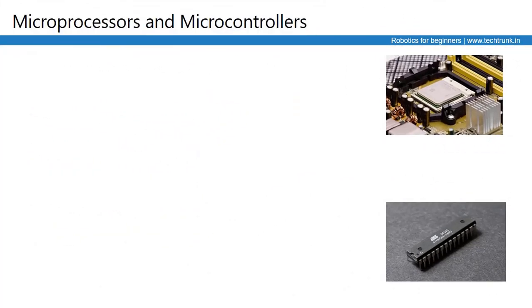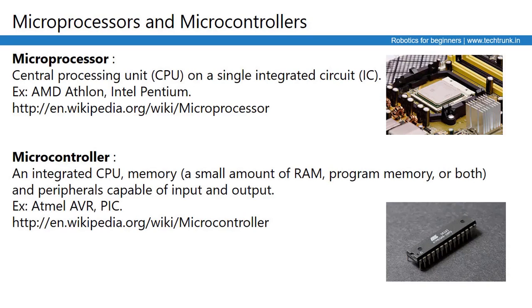Talking about the difference between microprocessor and controller-based systems. A microprocessor is the central processing unit on a single integrated circuit, for example AMD Athlon or Intel Pentium, whereas a microcontroller is an integrated CPU along with memory, a small amount of RAM and a program memory or both, and peripherals capable of input and output. Everything is on a small chip in a microcontroller. Examples are the ATmega AVR series microcontrollers or PIC microcontrollers.